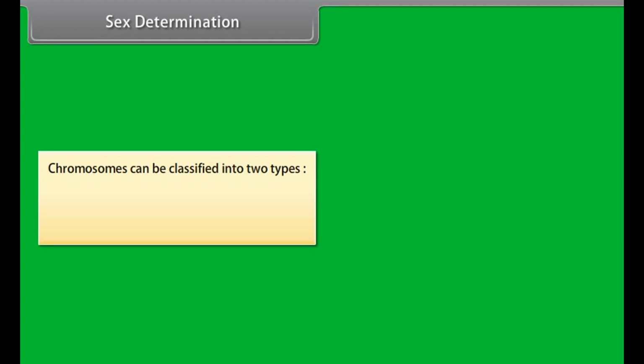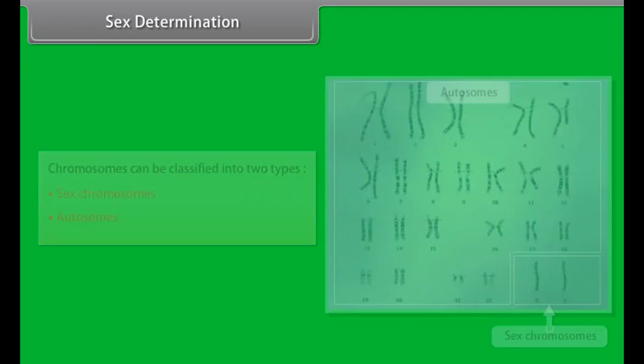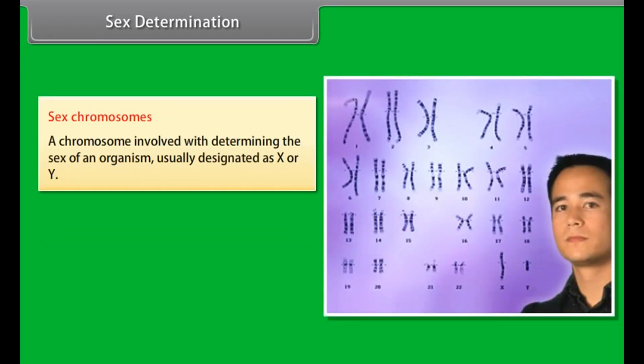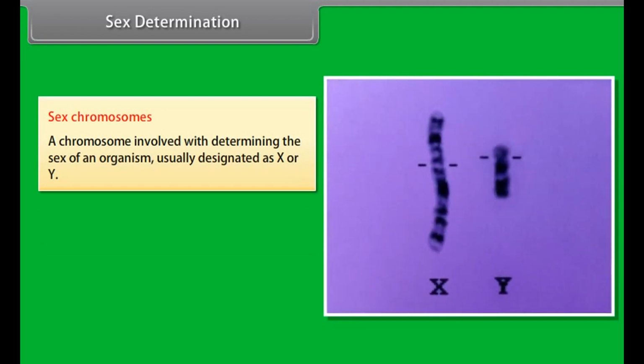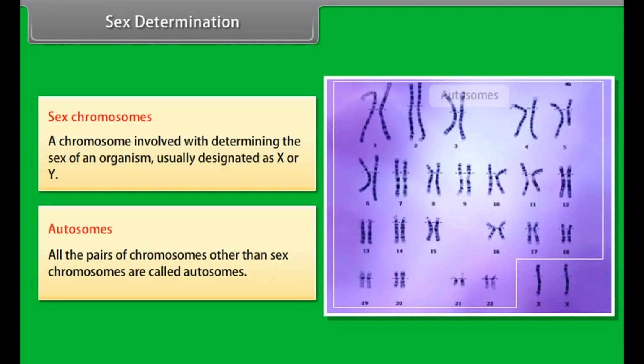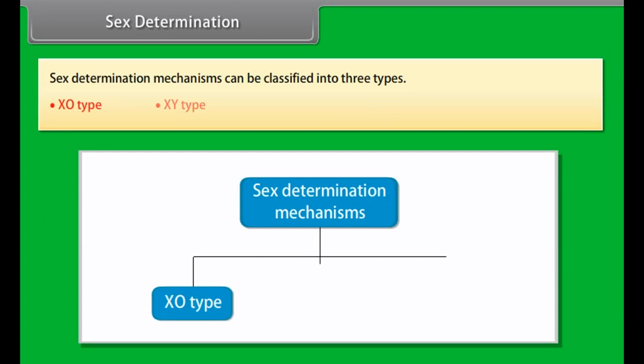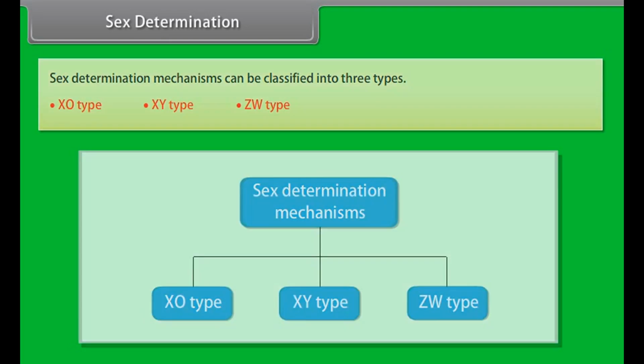Sex determination. Chromosomes can be classified into two types. They are sex chromosomes and autosomes. Sex chromosomes: a chromosome involved in determining the sex of an organism, usually designated as X or Y. Autosomes: all the pairs of chromosomes other than the sex chromosomes are called autosomes. Sex determination mechanisms can be classified into three types: XO type, XY type, ZW type.